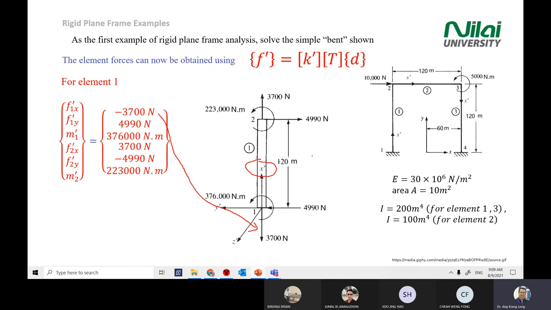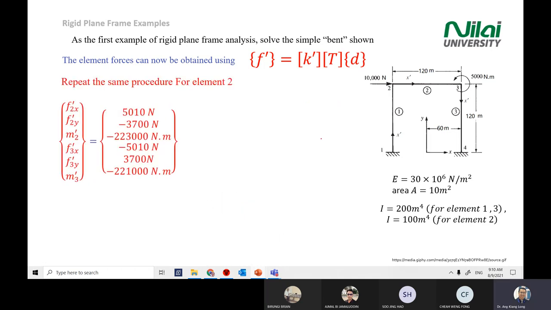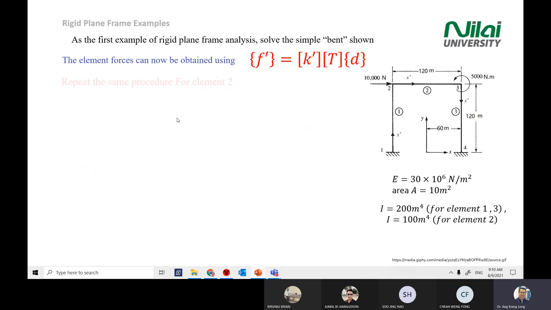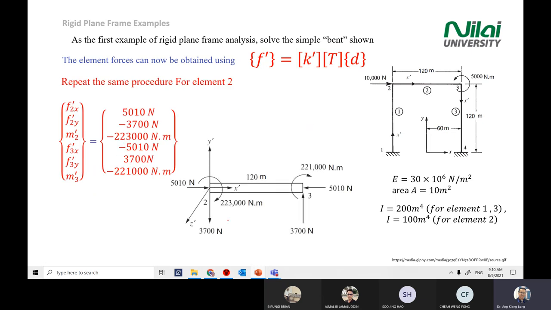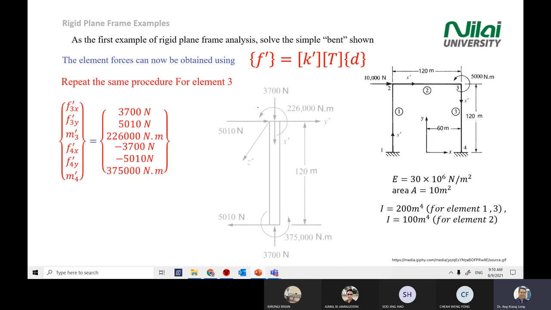You spend some time to look into the diagram that you see on the PowerPoint slides. Basically, it's quite direct. For example, F2y is negative 49, meaning at point 2, where is the y direction? This is your y prime. It's negative, so it's going this way. You repeat the same that I've done for element 1. You repeat the same for element 2 and convert into a free body diagram. You repeat the same for element 3, get the F matrix, and draw it into a free body diagram. Okay, with this, I end the lecture.